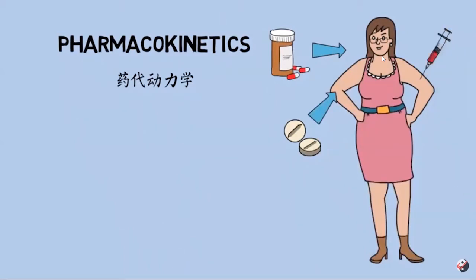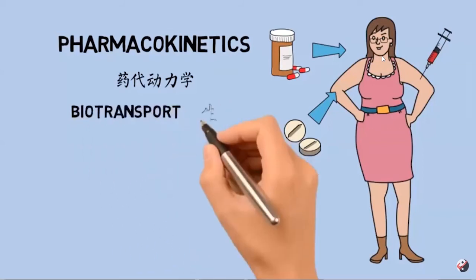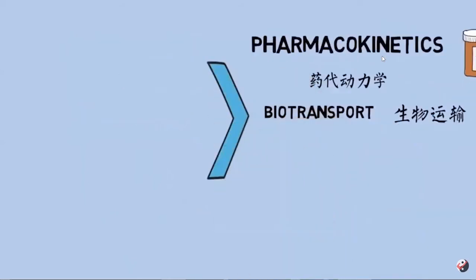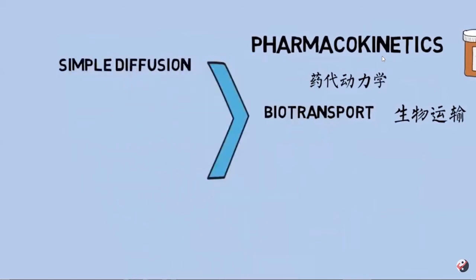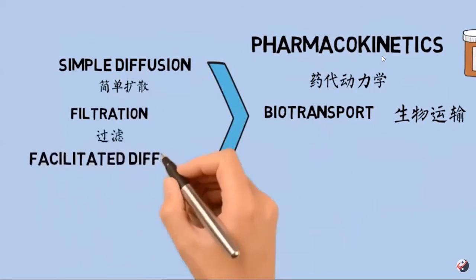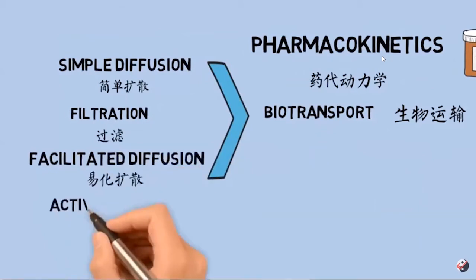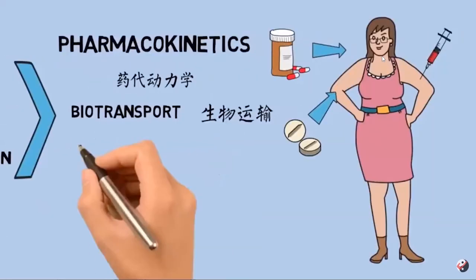Pharmacokinetics includes 5 parts. Biotransport, or liberation, is the process of release of a drug from the pharmaceutical formulation and passing through the membrane. There are a few different ways a drug crosses a cell membrane, such as simple diffusion and filtration, which do not use energy and need no special protein channels, and also facilitated diffusion and active transport, which need protein channels and maybe energy's help. There is another way a drug crosses the cell's membrane, which is endocytosis.